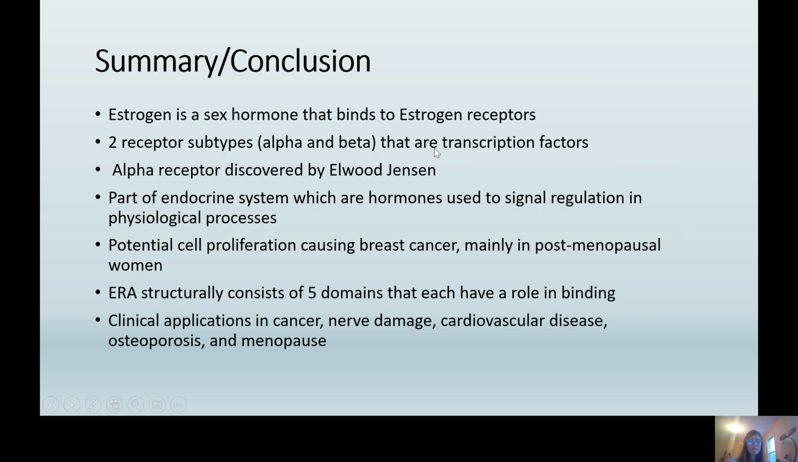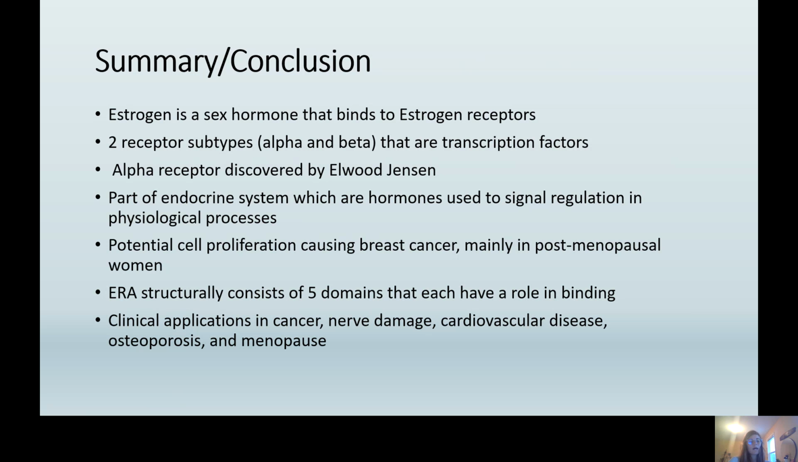So as we have discussed today, estrogen is a sex hormone that binds to estrogen receptors. And as we saw in that gray area for one of the pictures, it showed the binding site and how estrogen was bound to the receptor, which ultimately causes the cell proliferation. And if there's too much, then that can be bad. And if there's not enough, that can also have negative effects. So two receptor subtypes, those are alpha and beta, which are the transcription factors, and they play a major role in the estrogen.